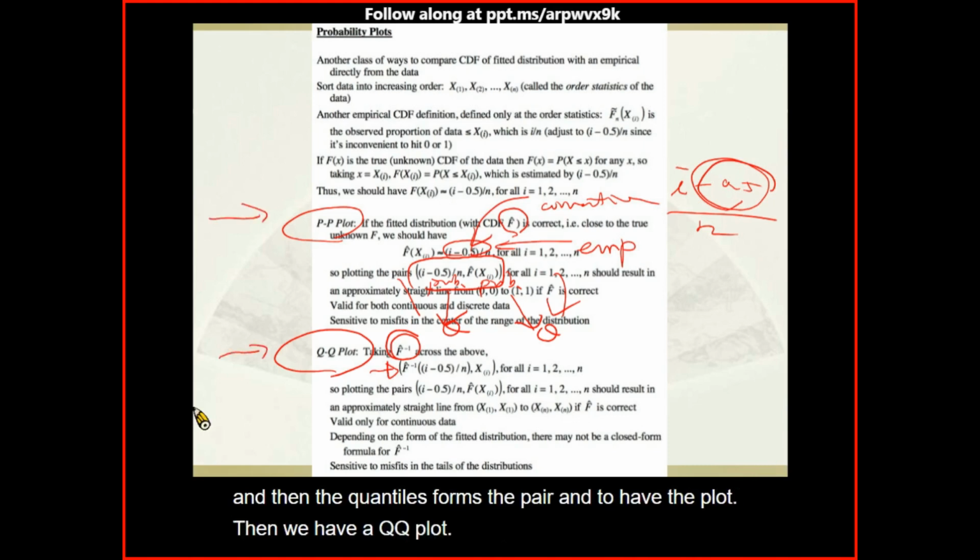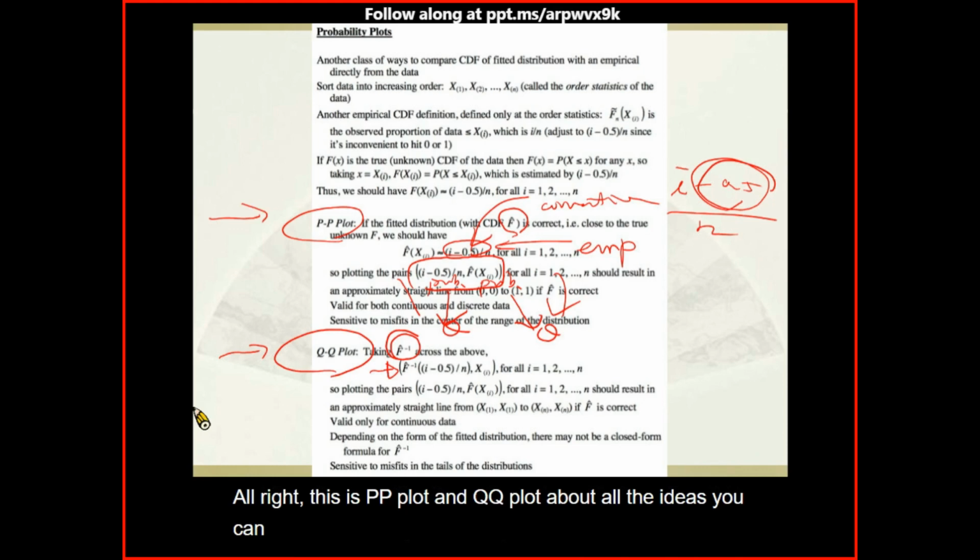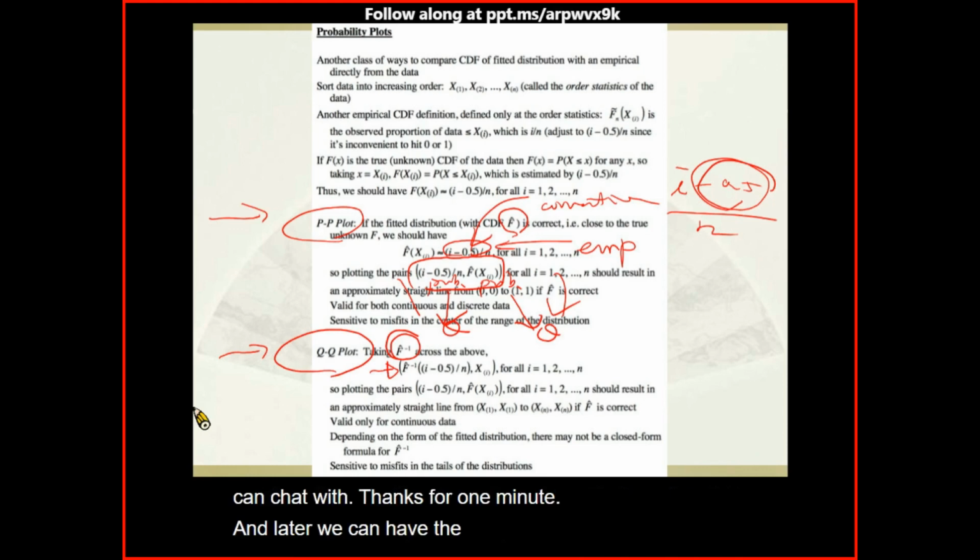All right, this is the PP plot and QQ plot. About the ideas, you can check it. Same, take 1 minute. And later we can have the way to show the results using PP and QQ plots.